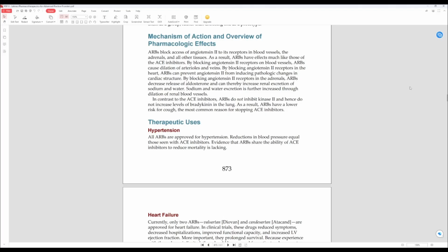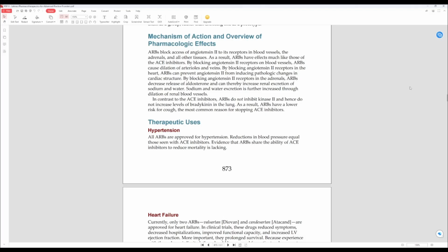In contrast to an ACE inhibitor, ARBs do not inhibit kininase II and therefore do not increase levels of bradykinin in the lungs. As a result, ARBs have a lower risk of causing a cough, the most common reason for stopping ACE inhibitors.